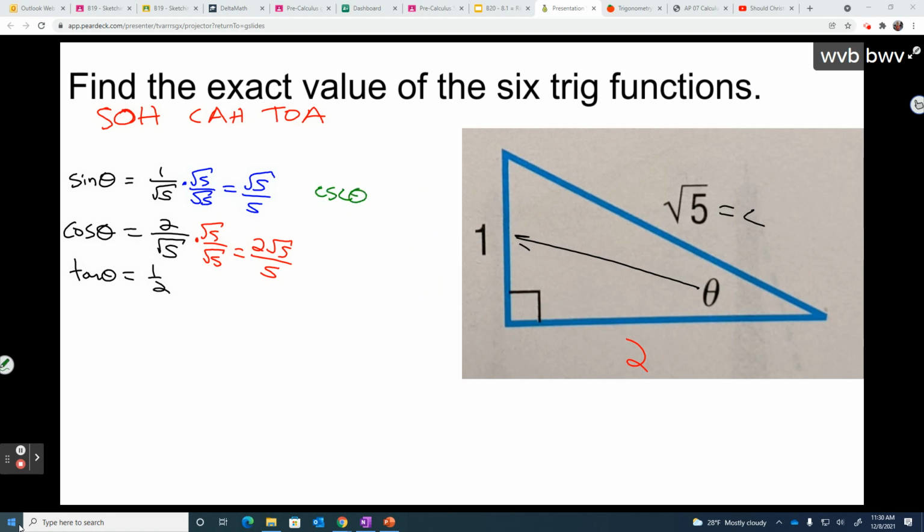Cosecant matches with sine. And again, we'll flip the original one. Don't flip this one because you don't have to rationalize again. Just flip this and it becomes square root of 5. Square root of 5 over 1 is square root of 5. This one, you flip the original. Secant of theta is square root of 5 over 2. And tangent, when you flip a half, just becomes 2. So cotangent equals 2.